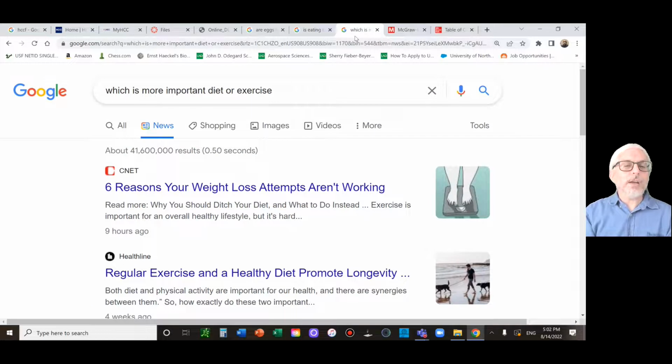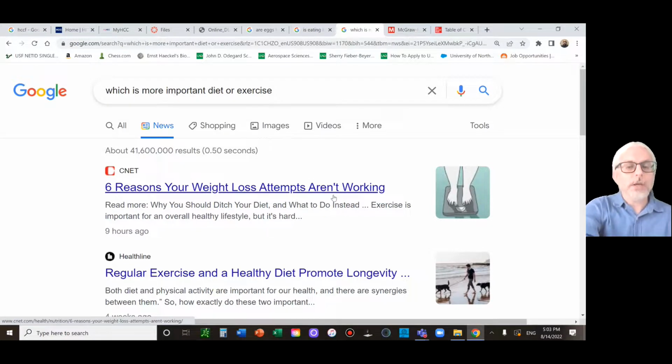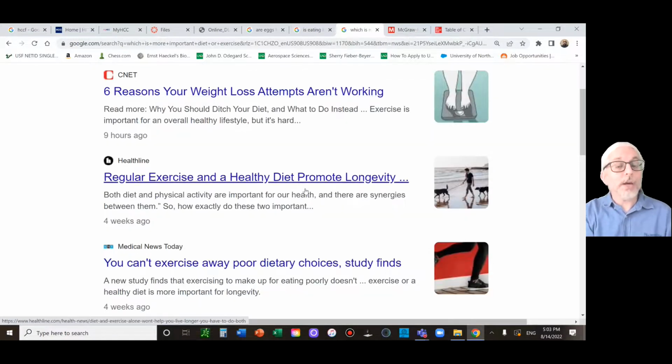Which is more important, diet or exercise? I'm going to give away the answer. Both are important. Sorry about that. But like I was noting to you earlier, if I had to pick one, had to pin myself down and say, this has to be it, I would go with diet. Okay, so notice this one. 6 reasons why weight loss attempts aren't working. Okay. Regular exercise and healthy diet, but longevity. Yeah, again, both are important.